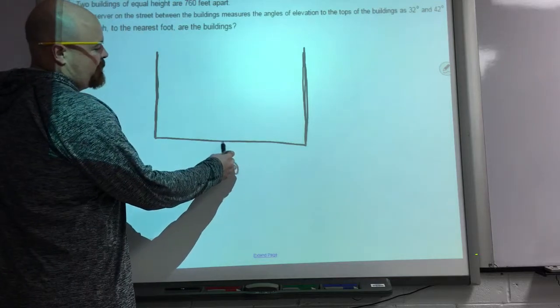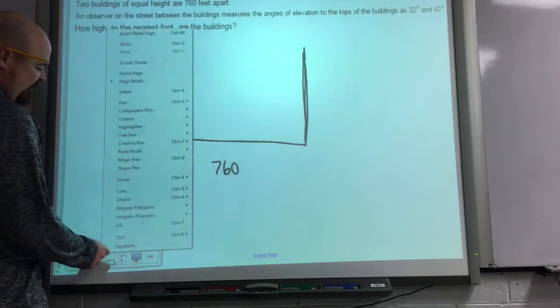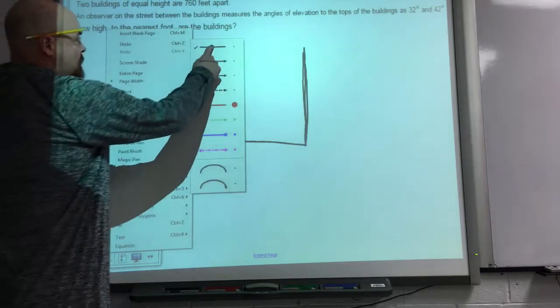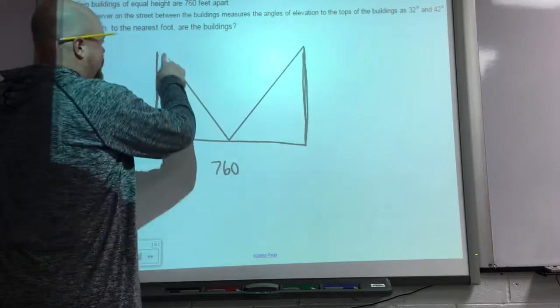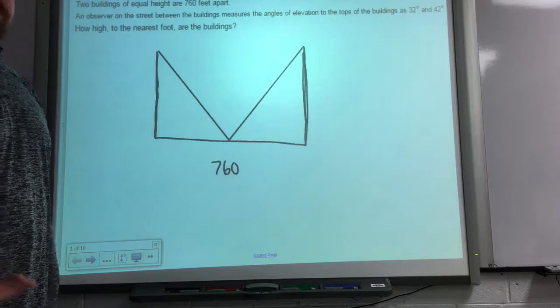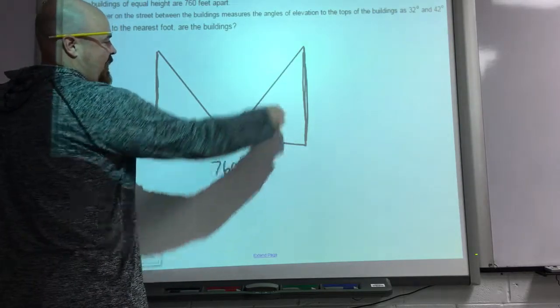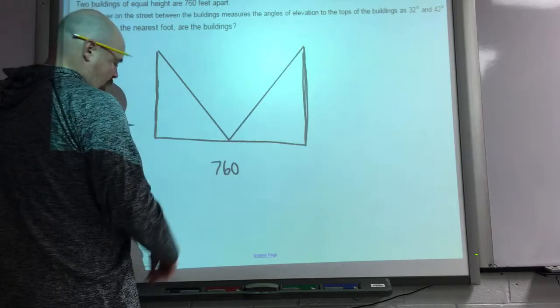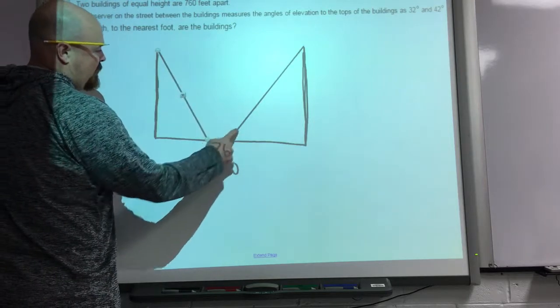So I'm not going to put the person directly in the middle. Because if I put the person directly in the middle, or as close to it as I can approximate, look at this, these two angles are congruent, right? Since these two sides are the same, if I put it in the middle, you'd have two congruent triangles.